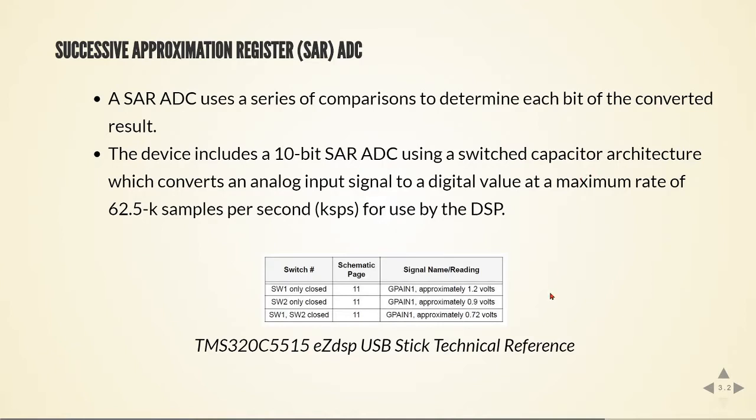The way we're going to detect is that when you read, we have different voltage levels depending on which switches are closed. If switch 1 is closed, we have approximately 1.5 volts. If switch 2 is closed, we have approximately 0.9 volts, and if both are closed, we have approximately 0.72 volts. With these combinations, we can detect if switch 1 is pressed, if switch 2 is pressed, or if both of the switches are pressed.